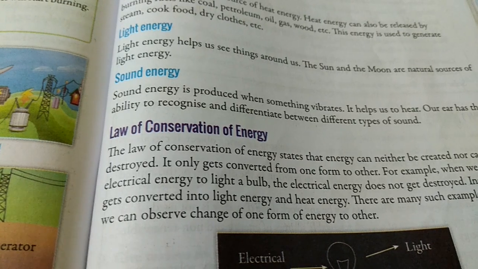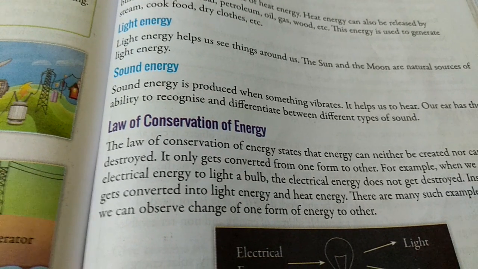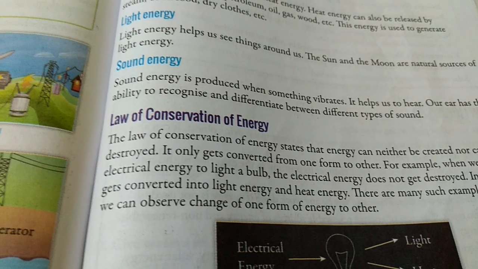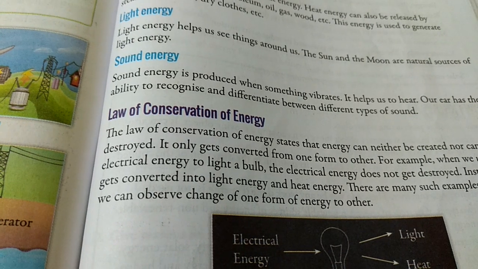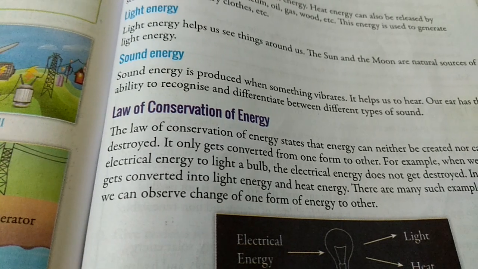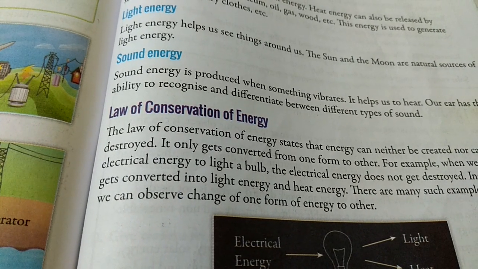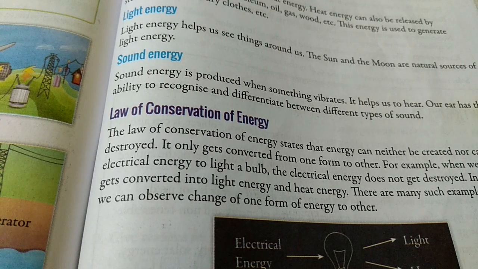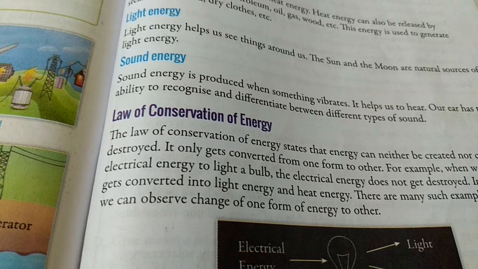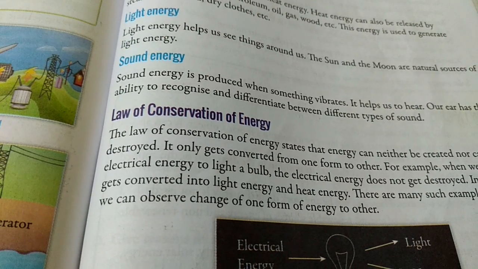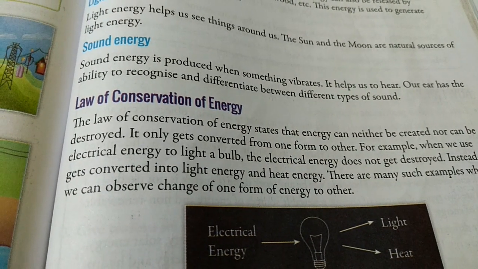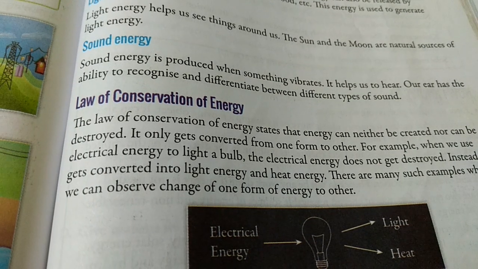Another example, where does a car get the energy to move? This energy is provided by the fuel we fill in the car. When we beat a drum, our muscular energy is changed into sound energy. In loudspeakers, sound energy is changed into electrical energy, and then this electrical energy is changed into sound energy. In electric motors, electrical energy is changed into mechanical energy. So there are many examples where we can observe that one form of energy can change into another.